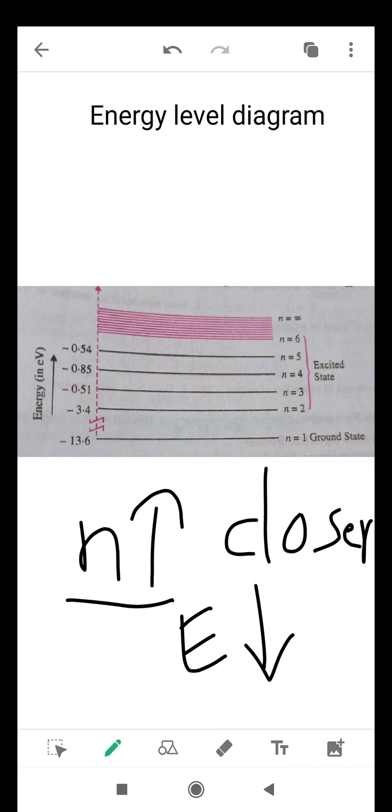You can observe in the energy level diagram that as n goes on increasing, the energy levels become closer and closer. It means the energy difference between the successive energy levels decreases along with the increase in the principal quantum number. So this is about the energy level diagram, also the energy levels of hydrogen atom.